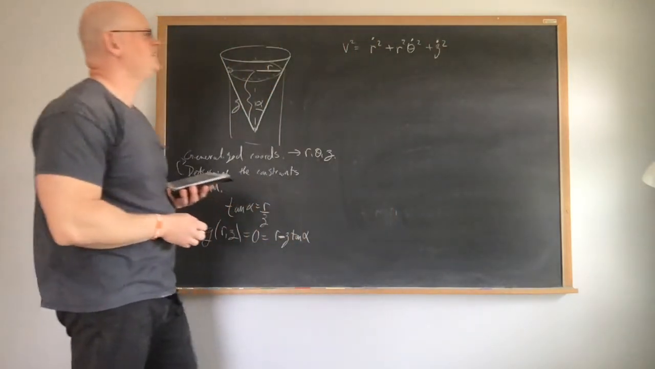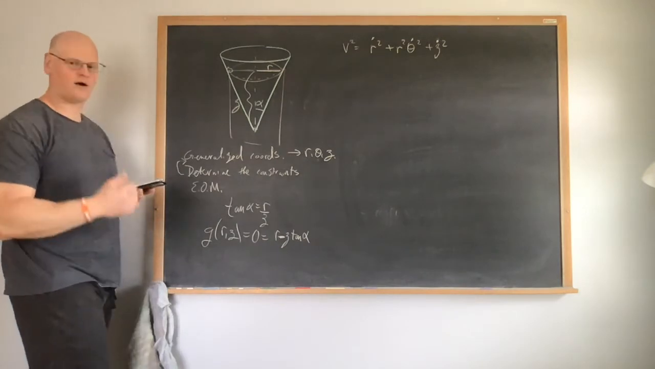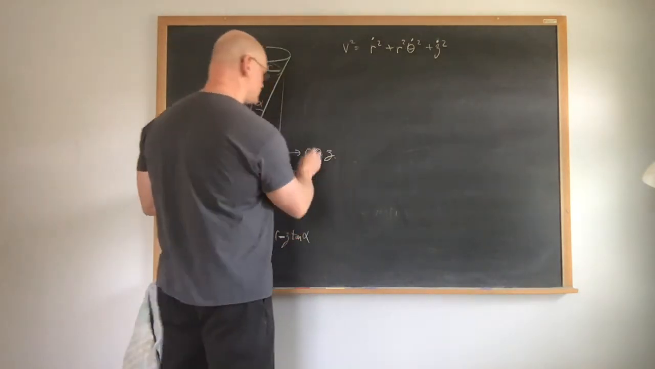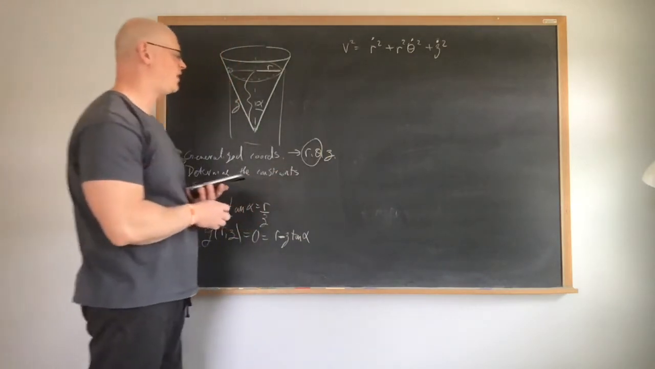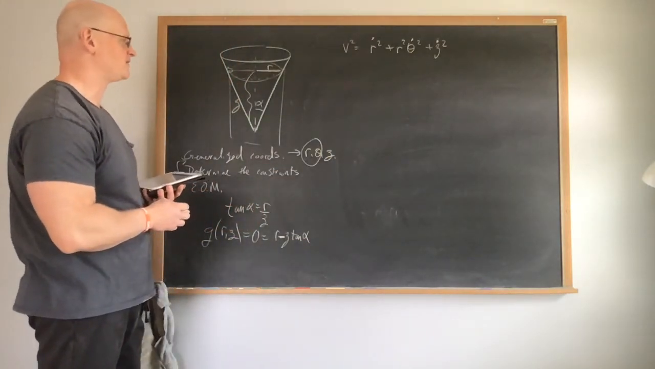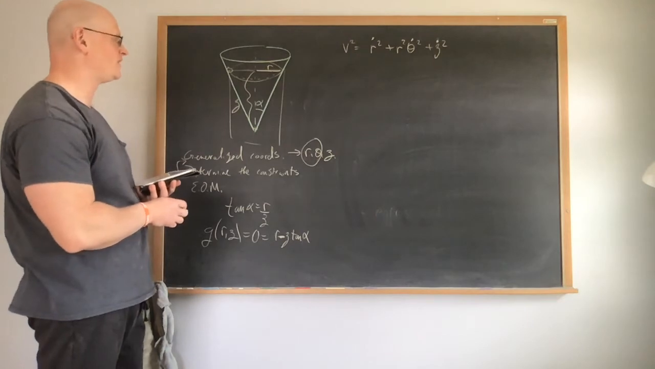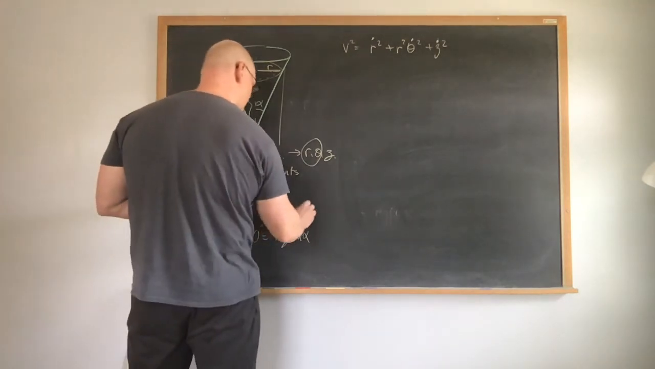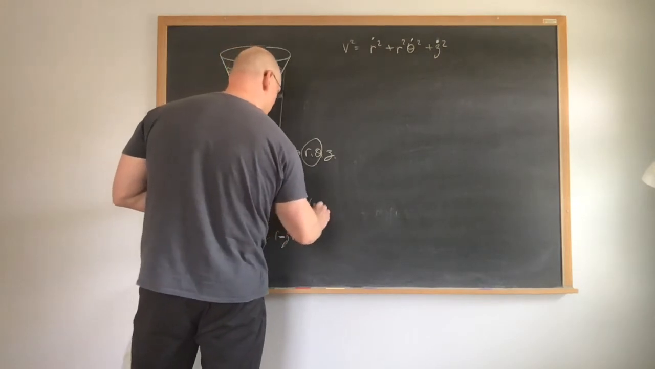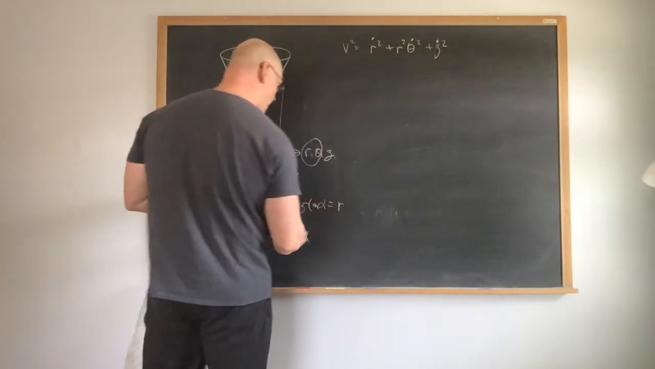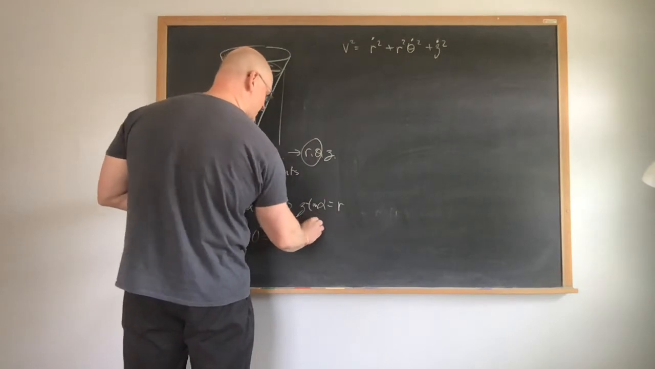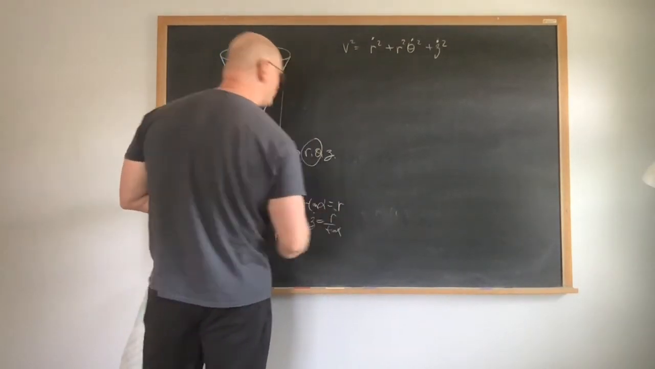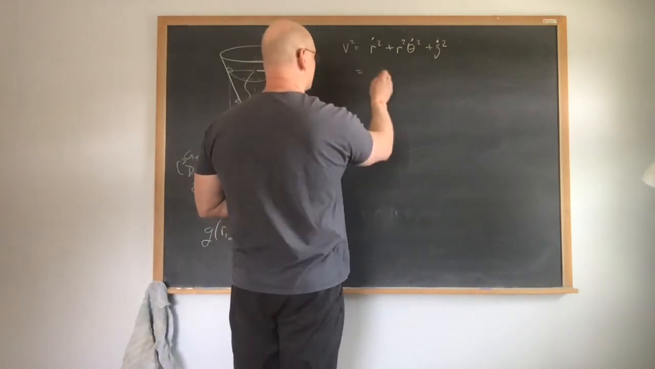Good. Now in this case, we have to make a choice. How are we going to represent our system? The choice I made is to represent this in terms of two generalized coordinates, r and theta, which means that I'm going to replace z with r. So z times tangent of alpha is equal to r. Then this tells me that z dot is equal to r dot divided by tangent of alpha.